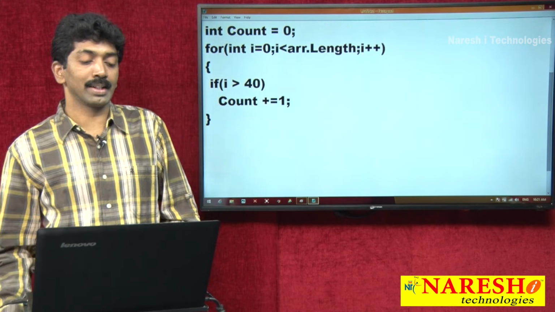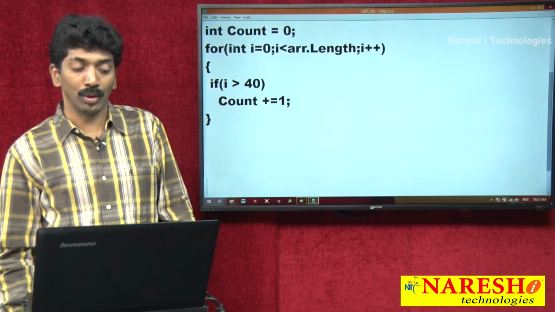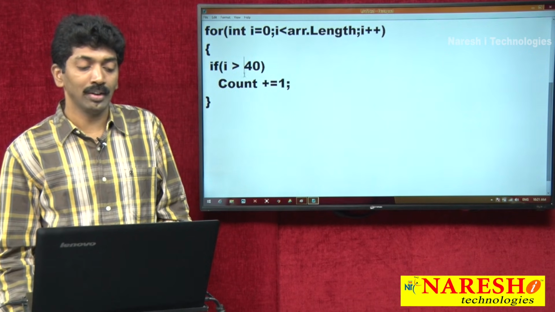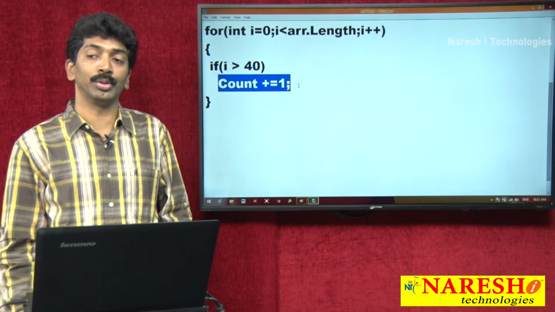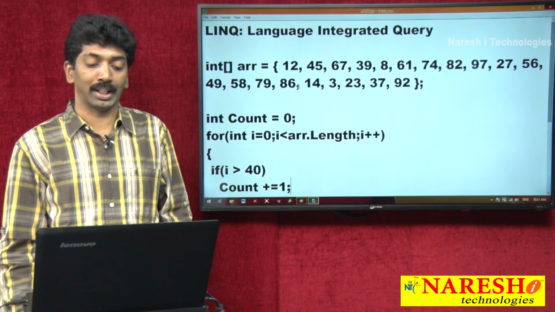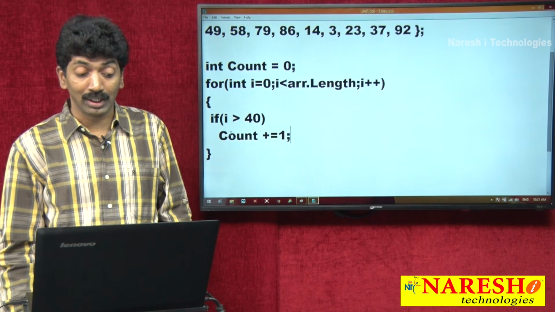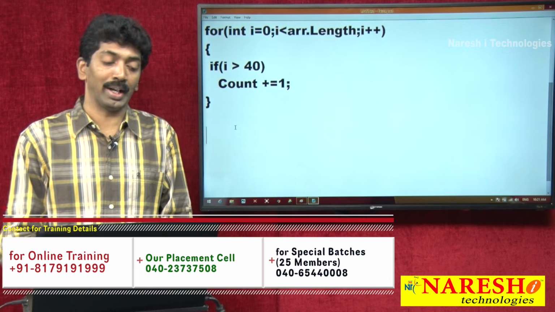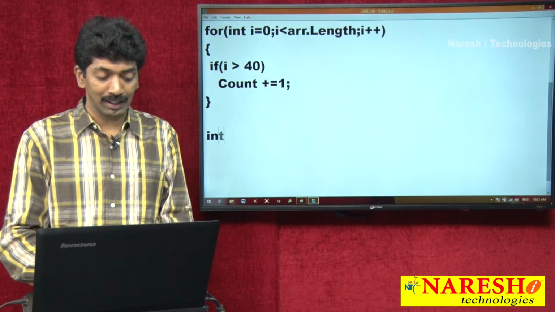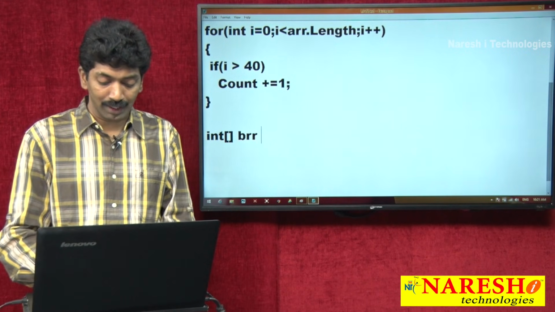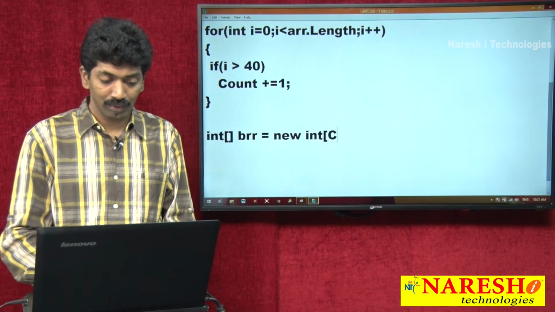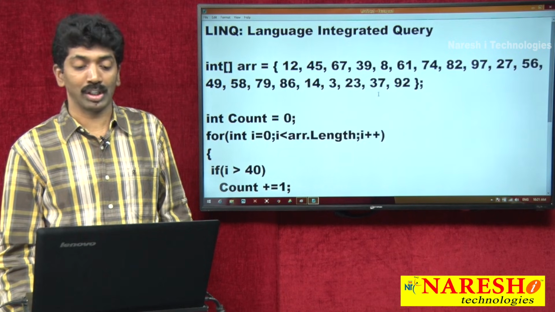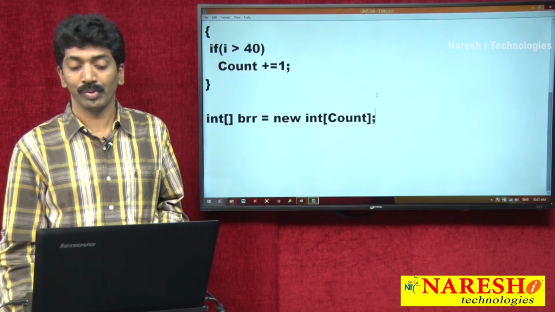Now if you understand what happens in this particular loop, the loop runs for the number of elements, checks what values are greater than 40 and increments the counter. So this count will tell you the number of items that are greater than 40. So now with this size I should declare a new array. Okay, let us declare it. int brr is equal to new int of the size count. So the new array is declared with the number of items greater than 40, but still they are not copied, only we declared it.